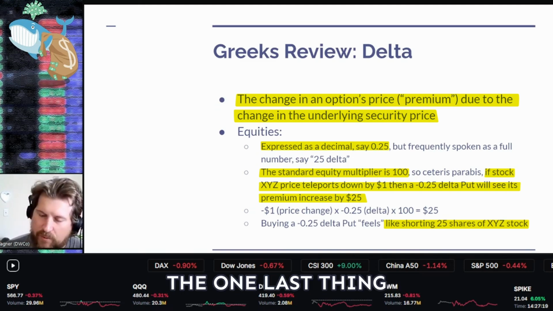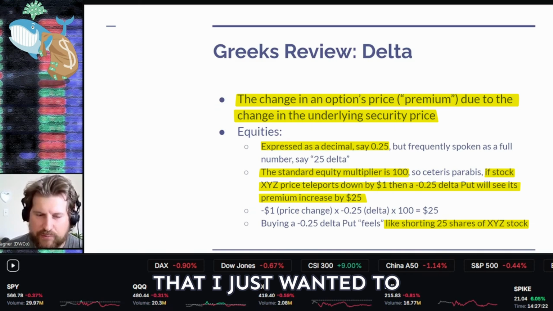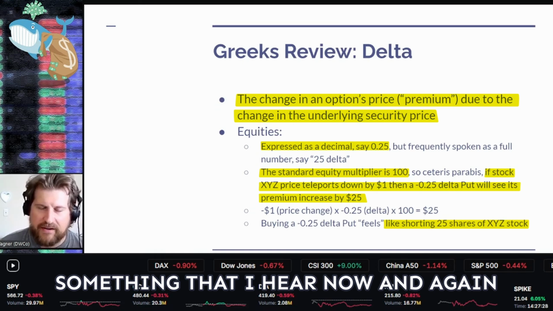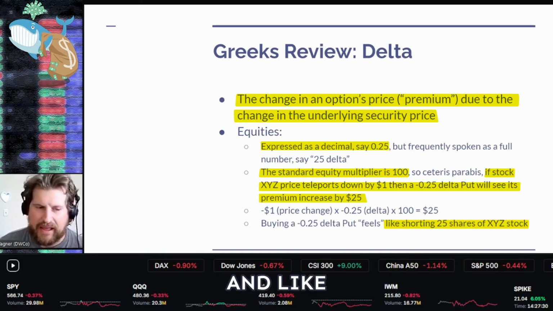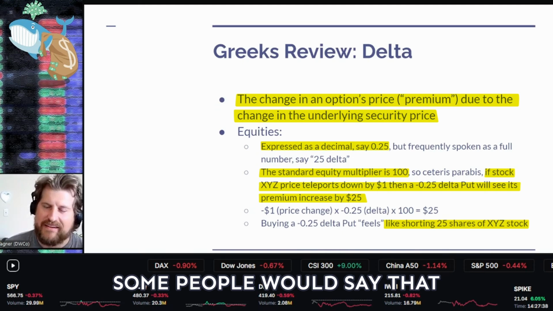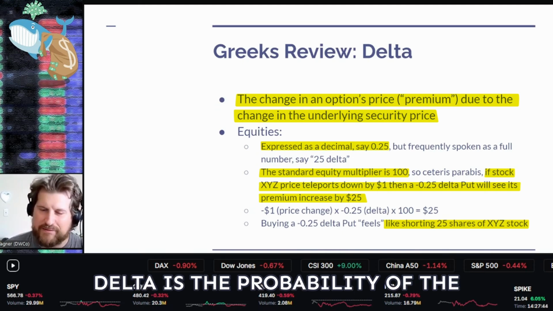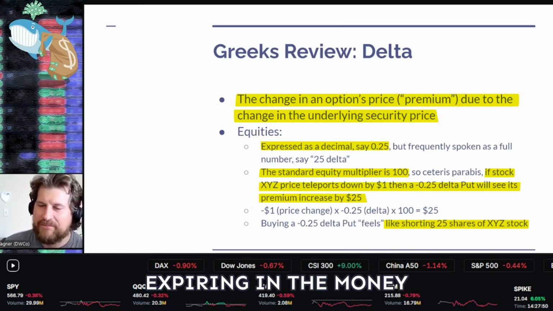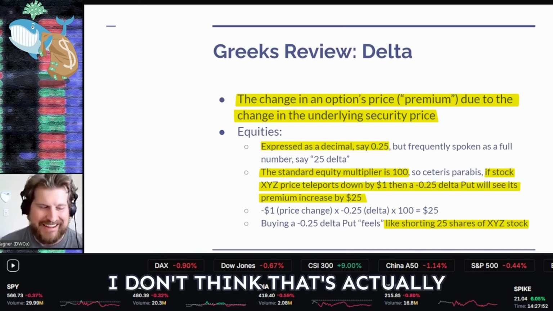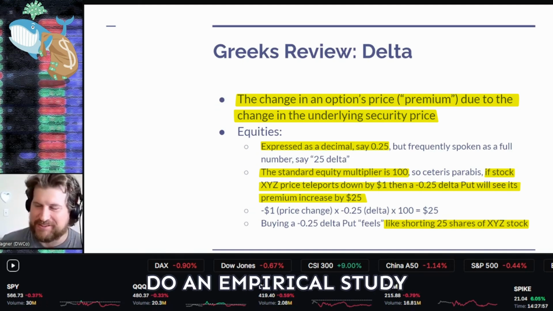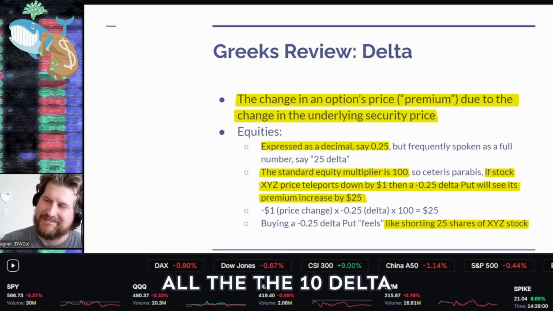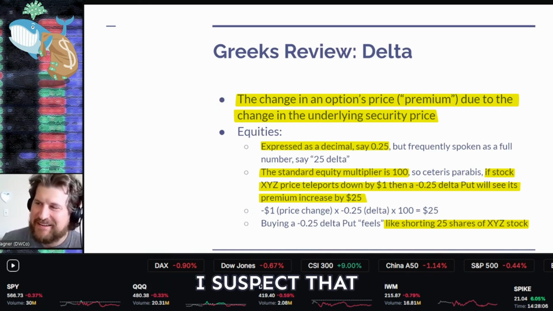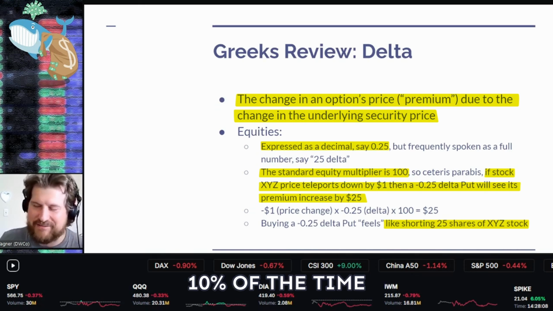And so the one last thing that I wanted to riff on briefly for delta is something that I hear now and again, where some people would say that delta is the probability of the option in question expiring in the money. And I don't think that's true. If we were to do an empirical study and look at all the 10 delta calls and the 10 delta puts, I suspect that those wouldn't finish in the money 10% of the time.